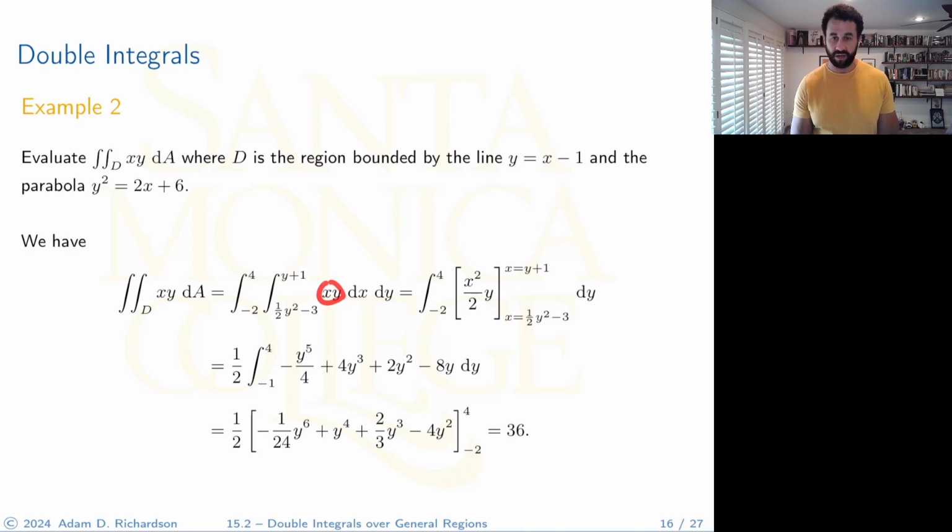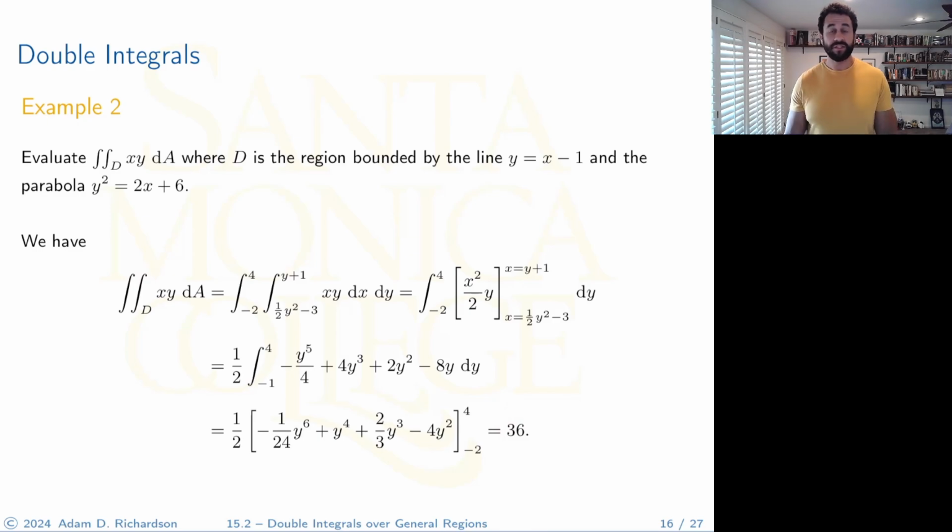Here's our function xy. Integrate with respect to x, just apply the good old power rule and use FTC2. Simplify this and you get a function of only y. Remember that at each step of this iterated integration process, you should be losing a variable. So this is only in terms of y. Now treat it as a single variable integral. Integrate with respect to y, apply FTC2, simplify, and you get 36.